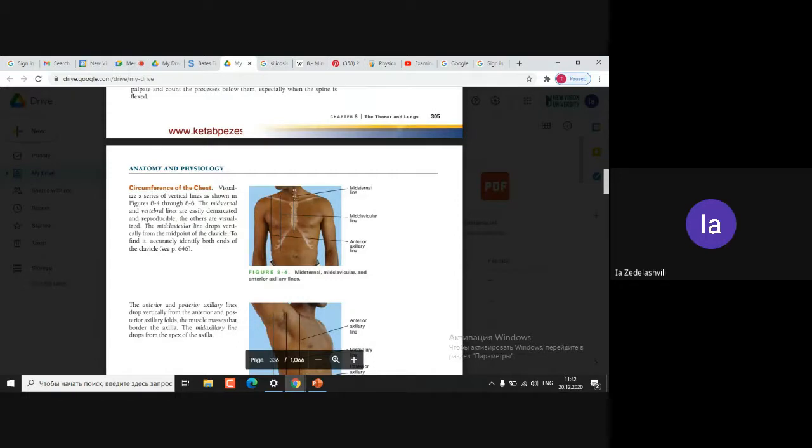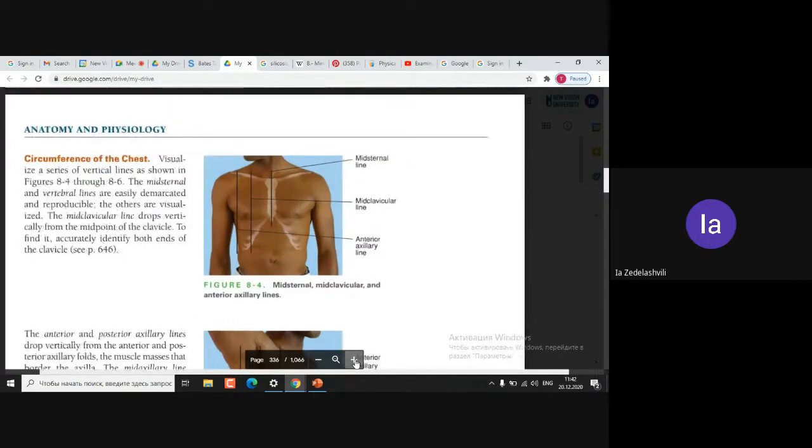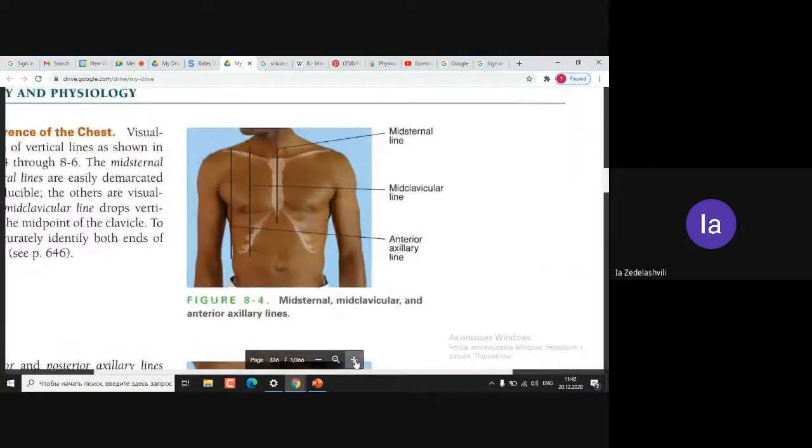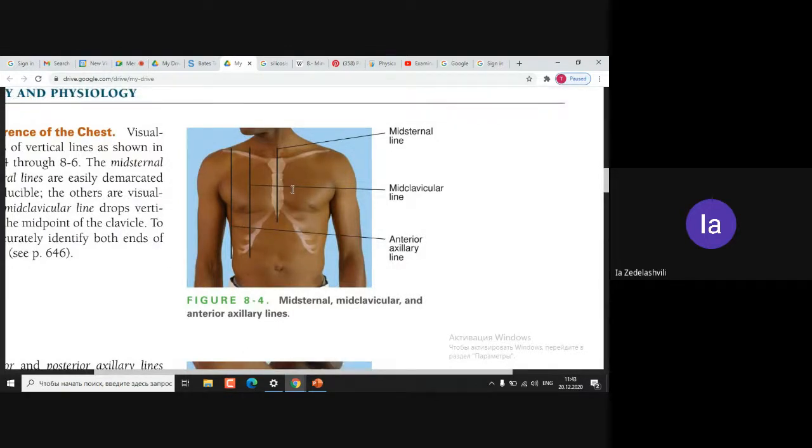Once again, the lines. Can I make it bigger? I think yes. This book is on your portal, excuse me. So Bates, once again, perfect book, very interesting and very easy to read. And of course, you do not need all the diseases. You need examination of the patient right now. We will study diseases later, I think.